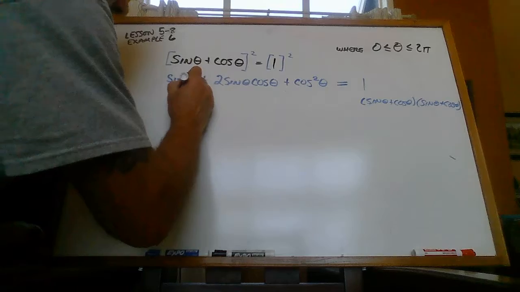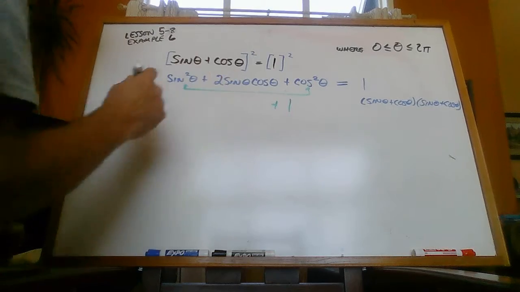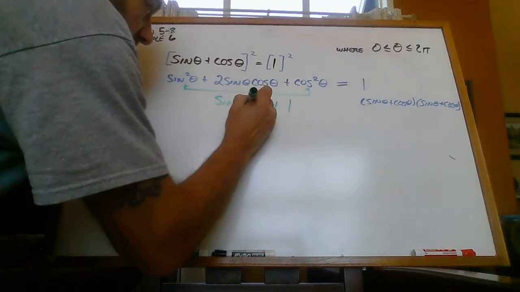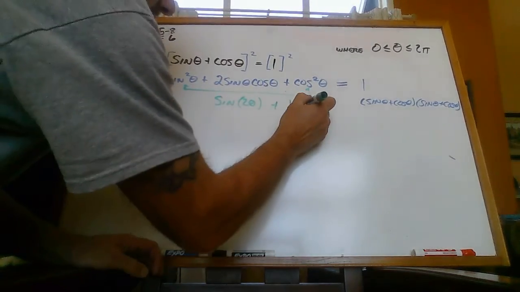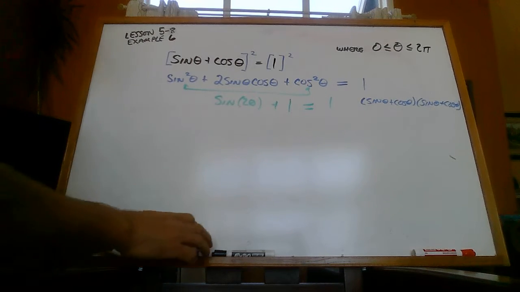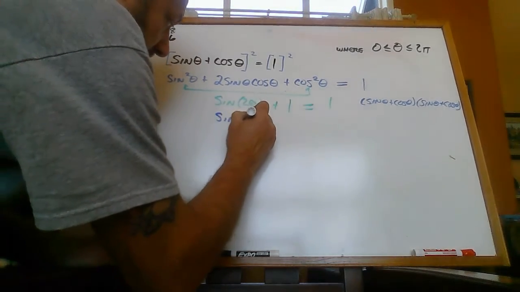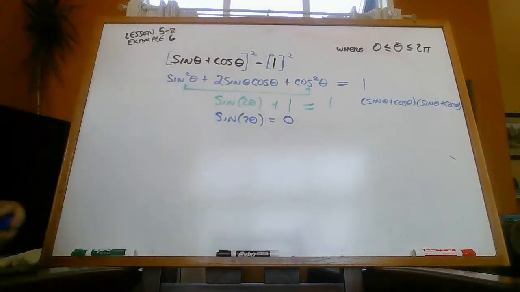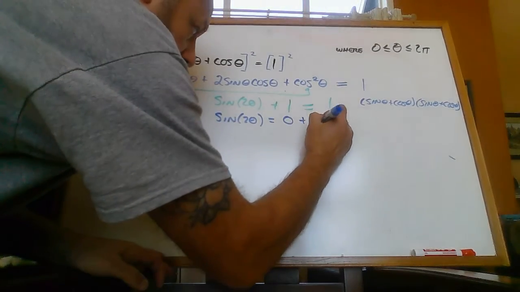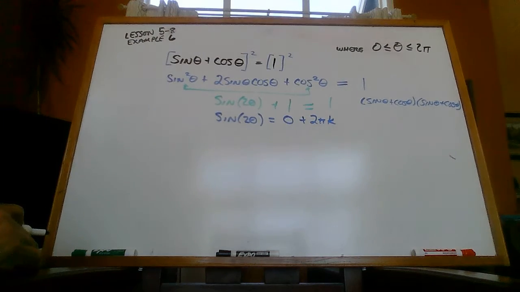So that's just 1. And this is my double angle formula for sine again. So this is sine 2 theta, and this still equals 1. So the next thing I'm going to do is subtract 1 from both sides. And I get sine 2 theta equals 0 plus 2 pi k. Now, why did I add the 2 pi k on this? Because this is going to change the period of sine, so I might get multiple answers.